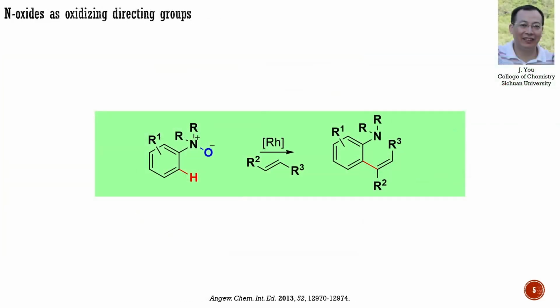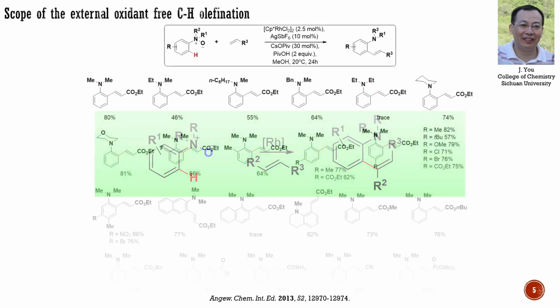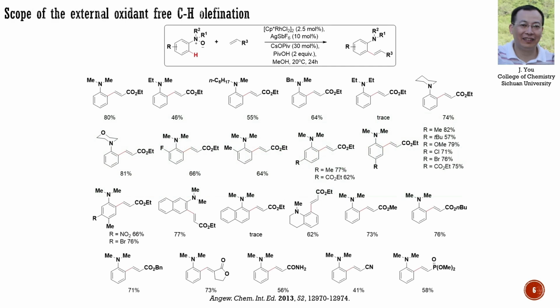Here is an example of a CH functionalization enabled by an oxidizing directing group. The group of you from Sichuan University developed a rhodium-catalyzed, external oxidant-free CH olefination of aniline derivatives, as presented here. They used aniline N-oxides as the oxidizing directing group. The substrate scope involved various aniline derivatives and different Michael acceptors.